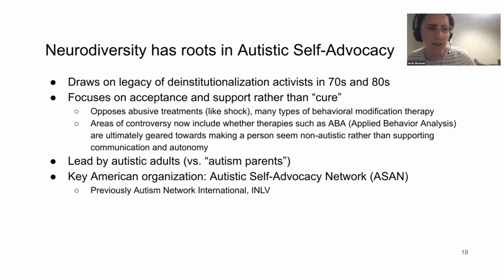But this movement has been led by autistic adults instead of the parents of autistic people. The conversation about autism used to be very controlled by parents of autistic people, and much of autistic self-advocacy aimed to put the leadership in the hands of autistic people themselves. And if you're interested in learning more, the key American organization that does this work is the Autistic Self-Advocacy Network.